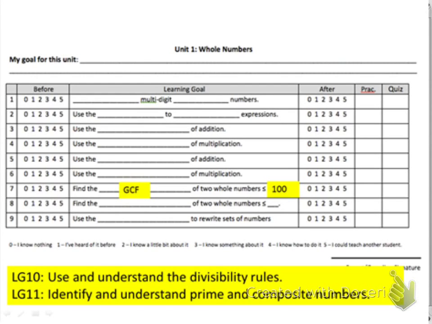Welcome to our video lesson. You should be watching this on Friday in class. It's all about finding the greatest common factor.